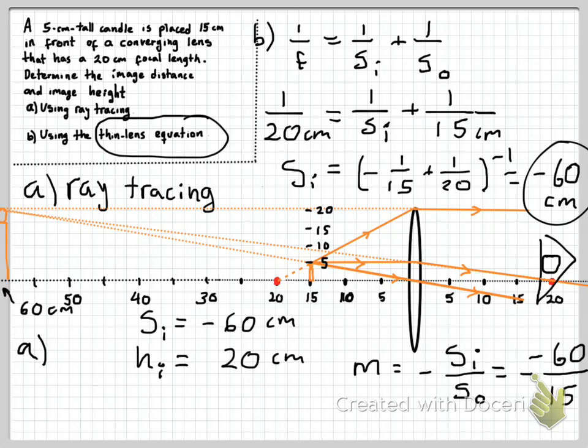So negative 60 divided by 15 gives us positive 4, because of the negative sign in the formula. The magnification for this situation is going to be 4. The magnification being 4 means that the height of the image is 4 times the height of the object. So since the height of the object is 5 centimeters and the magnification is 4, we get a height of the image of 20 centimeters. Alright, clearly the answers match using either one of the methods.